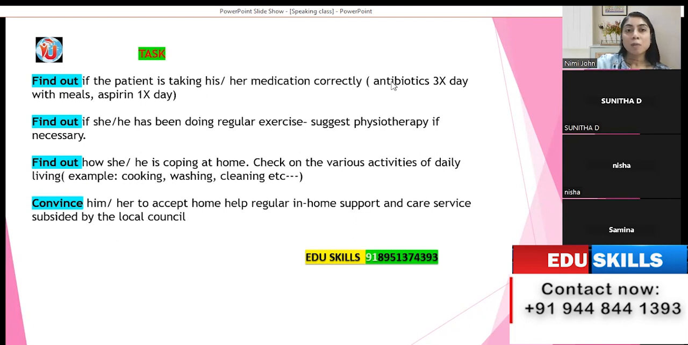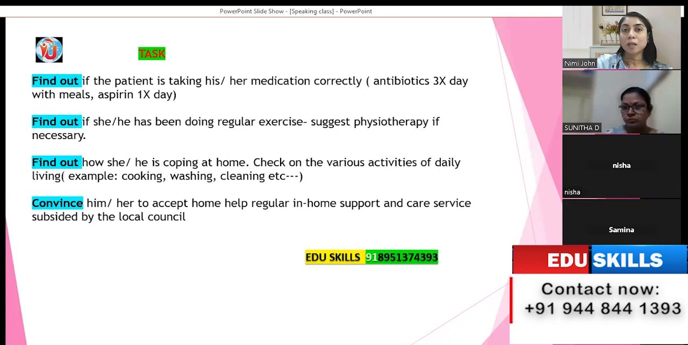Here they did not mention the gender of the patient. So it's the role play according to the gender of the interlocutor. If the interlocutor is female, the patient is female. If the interlocutor is male, the patient will be male.